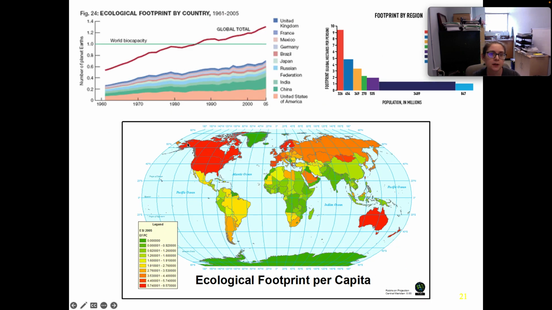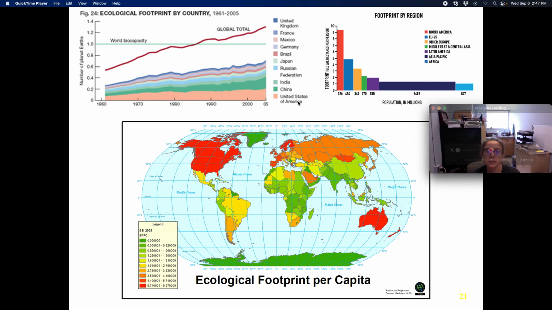We can also look at ecological footprints by country, so you can see that there's a bunch of different ones listed here. You can see the United States, of all the large countries, United States is the highest, but there are smaller countries where each person is using more resources than the average American. But we have a lot of people, so ours is actually pretty important that it's high.